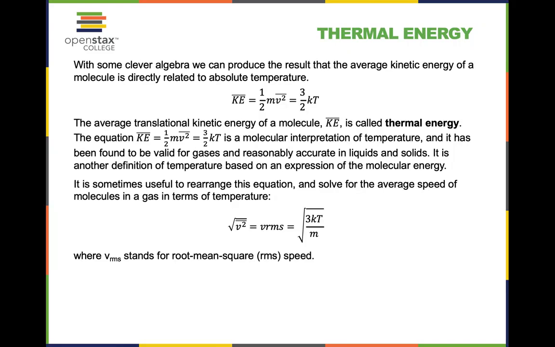With some clever algebra, we can produce the result that the average kinetic energy of a molecule is directly related to absolute temperature. So we have kinetic energy equals 1/2 mv squared, stated before in earlier chapters. So this equals 3/2 kT. This is your thermal energy.